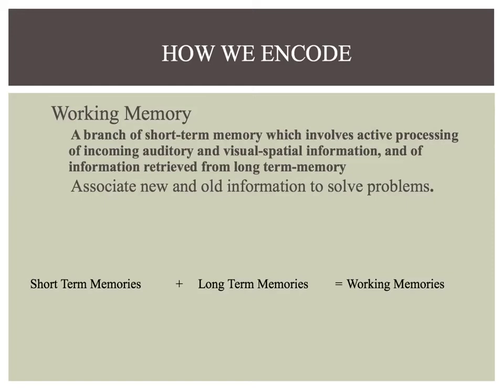Well, now let's talk about working memory. Working memory is a branch of short-term memory which involves active processing of incoming auditory and visual spatial information and of information retrieved from long-term memory. You associate new and old information to solve problems. So for example, let's say you're taking a multiple choice test. You read the question. Now you have to determine what the question is requiring you to do. So you memorize the parameters of the question so that you can start to think about and retrieve from your long-term memory the answer to the question.